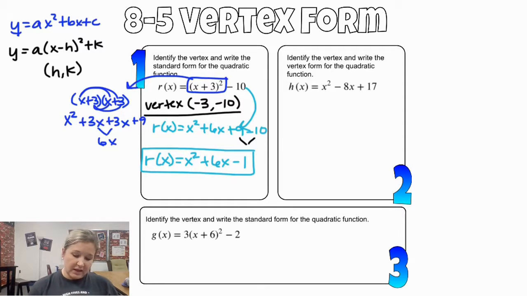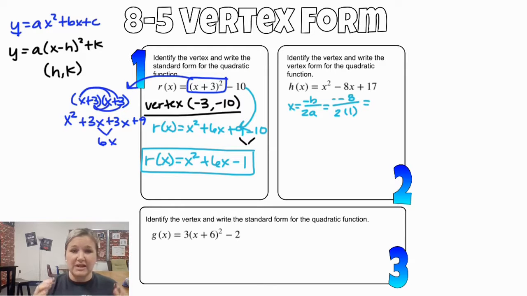All right, so we're going to identify the vertex and then write it in vertex form. That's what we have to do, is be able to write this in vertex form. So what we're going to do here is find that axis of symmetry. So x is going to be equal to negative b over 2 times a. So negative b, which is negative 8, divided by 2 times 1.